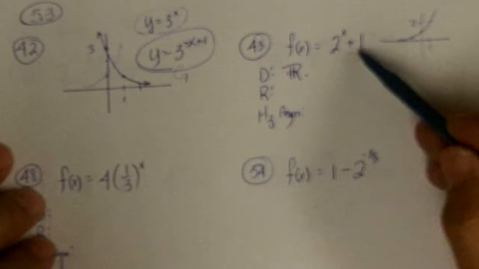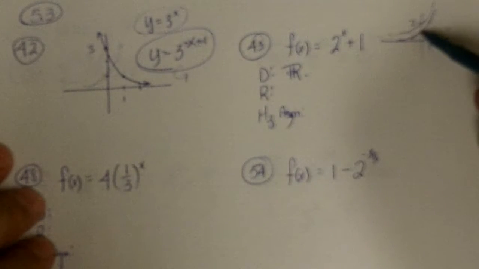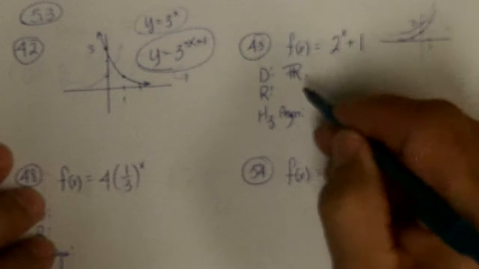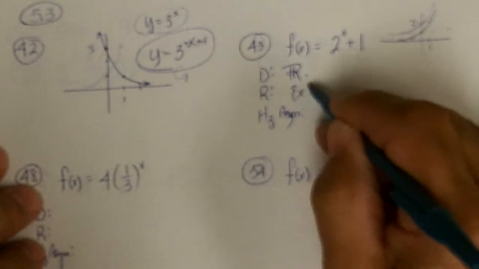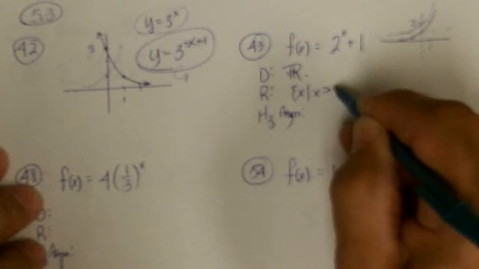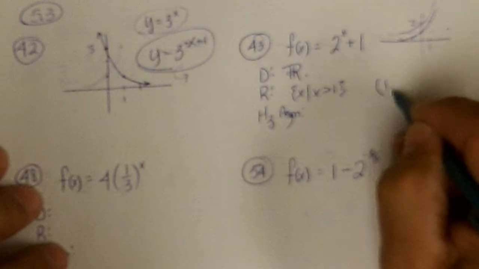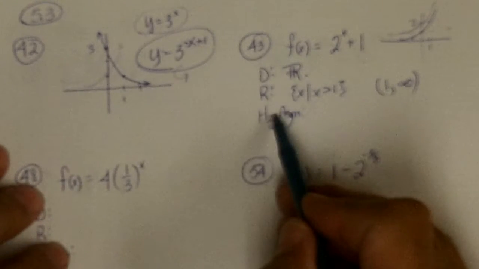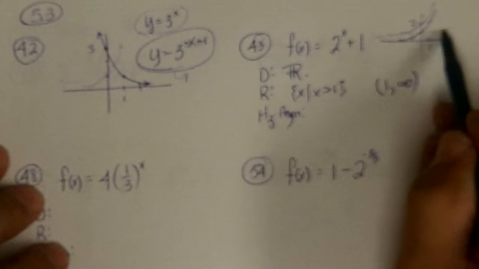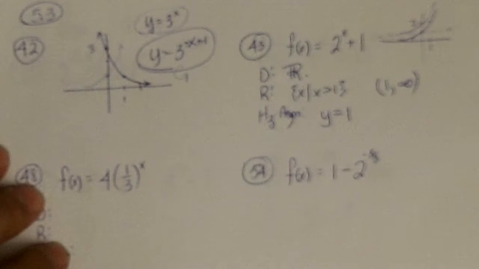And if I go plus 1, that moves it up 1. So the lowest it gets is right down to 1, but not including 1. So the range is all y such that y is greater than 1, or we could say from 1 to infinity. And it has a horizontal asymptote of 1 instead of 0. Y equals 1.